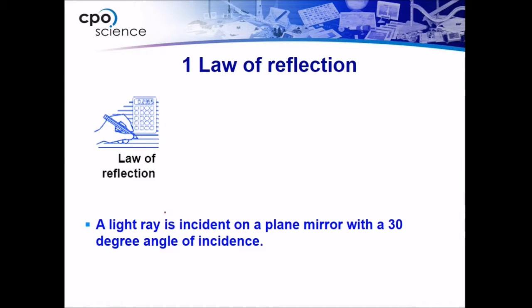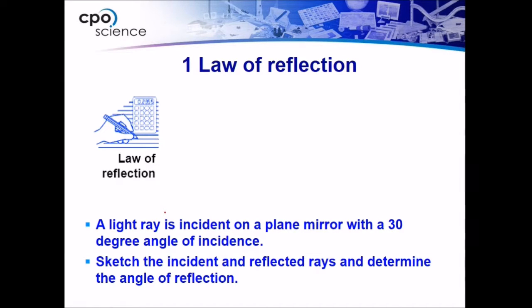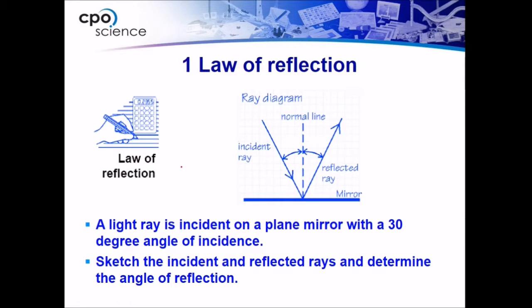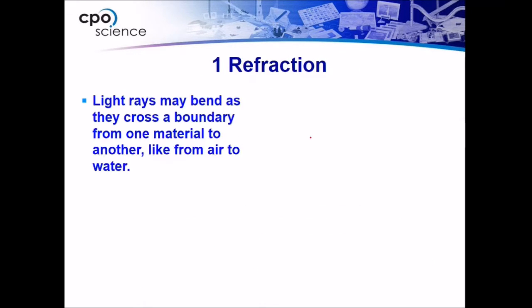A light ray is incident on a plane mirror with a 30-degree angle of incidence. We need to sketch the incident and reflected ray and determine the angle of reflection. So pretty simple. This is 30 degrees, so this will also be 30 degrees.